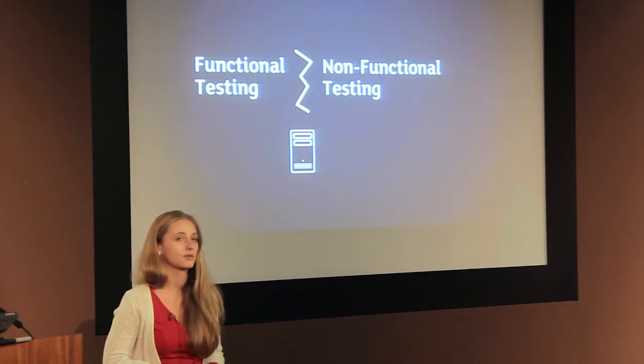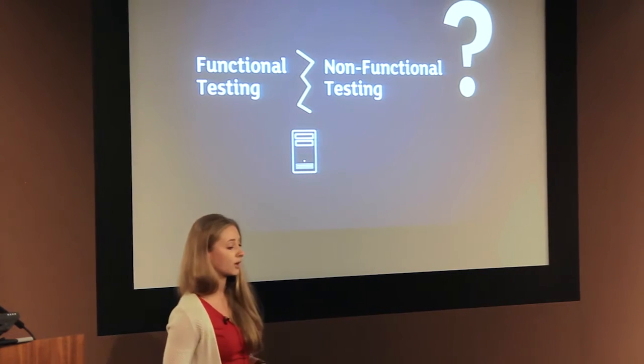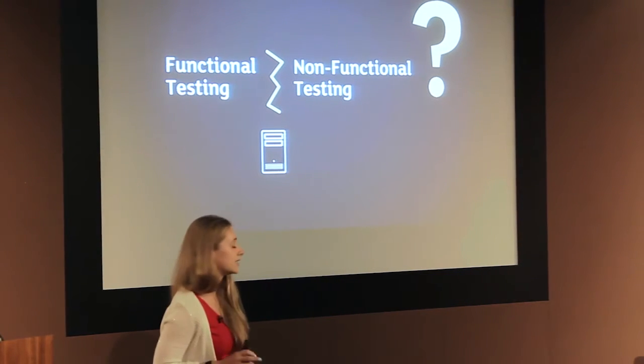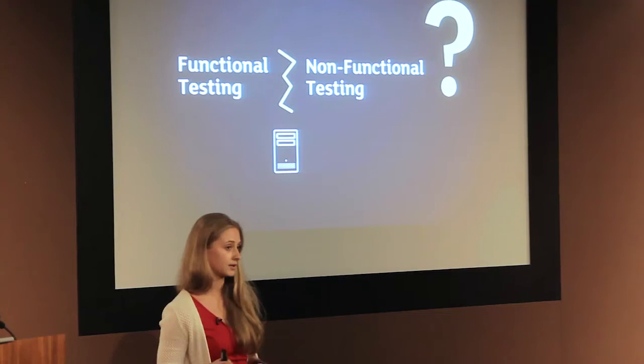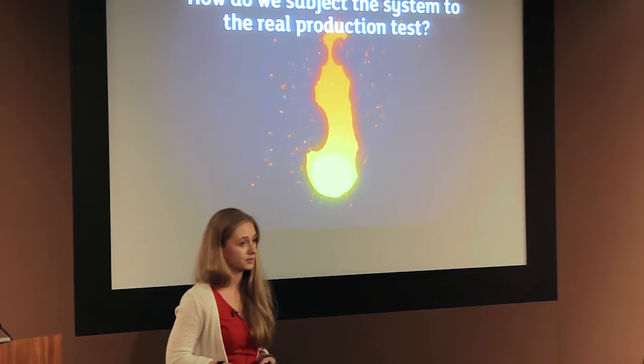Testing director of Exactpro, I would like to tell you about another testing tool called Mini Robots. There are plenty of tools and approaches for automated testing, as well as performance, load, stress testing of trading systems. But how do we find defects that only reveal themselves in functional and non-functional testing? How do we subject the system to the real production test? Our testing tool called Mini Robots could be the answer.